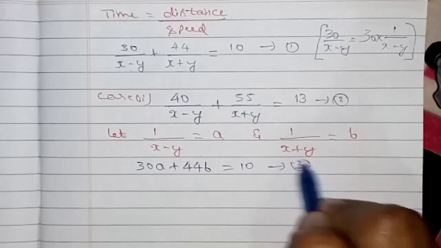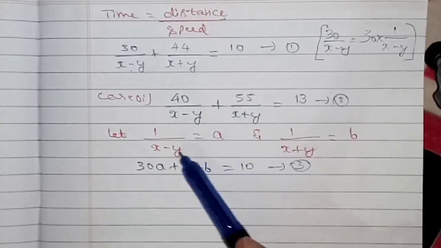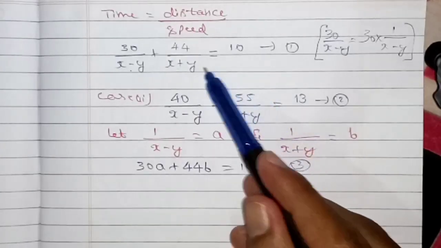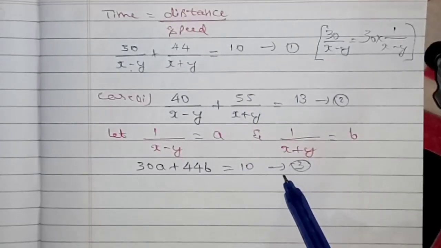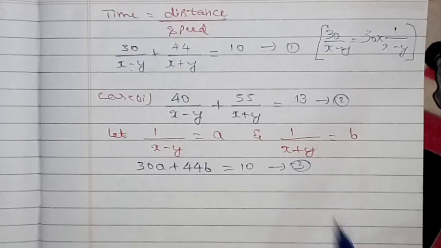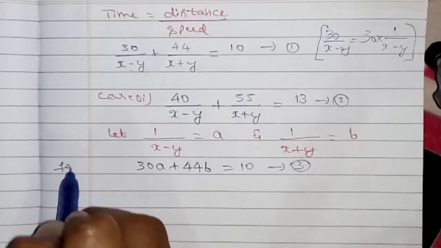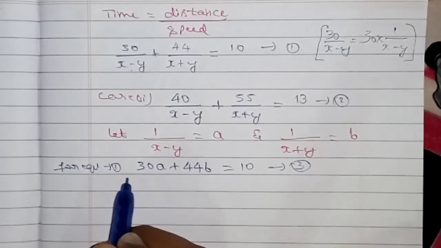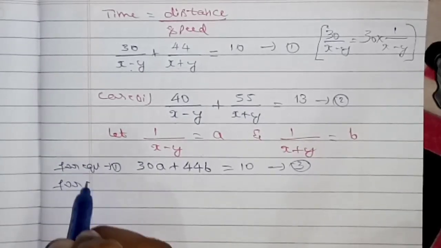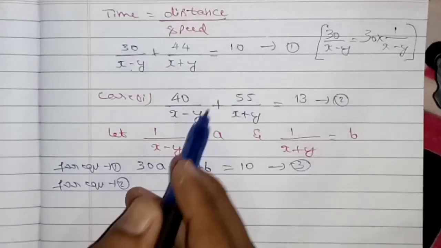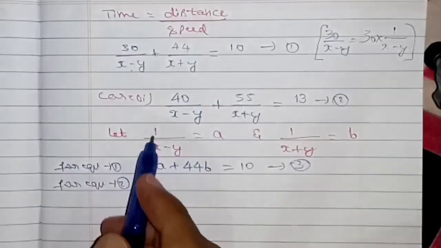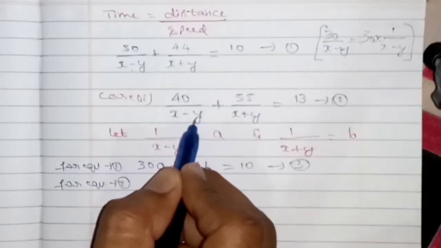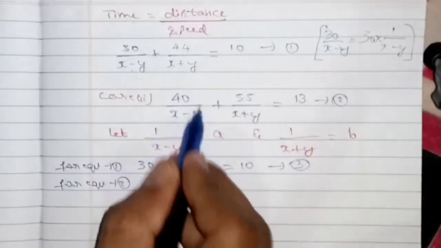Call this equation number 3. Now I'm applying 1 by x minus y to the first equation, children, so the first equation becomes like this, and I'm calling it equation number 3. Equation 1 I have converted. Now for equation 2, it can be written in the form of 40 into 1 by x minus y, and it can be written like this.